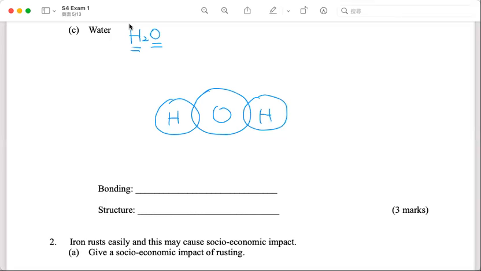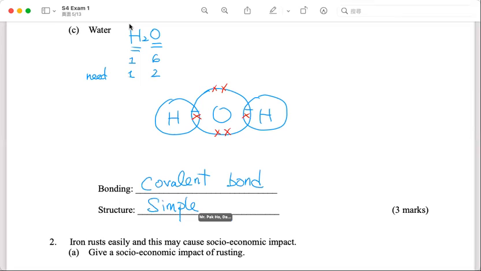Oxygen is group 6, while hydrogen has 1 electron in the outermost shell. Hydrogen needs 1 electron, while oxygen needs 2. So every hydrogen wants to gain 1 electron. As a result, each hydrogen places 1 electron first, while the oxygen places another one, and the remaining electrons stay on the oxygen atom as lone pairs. The bonding here is covalent bond, and for covalent substances, most likely they have a simple molecular structure.